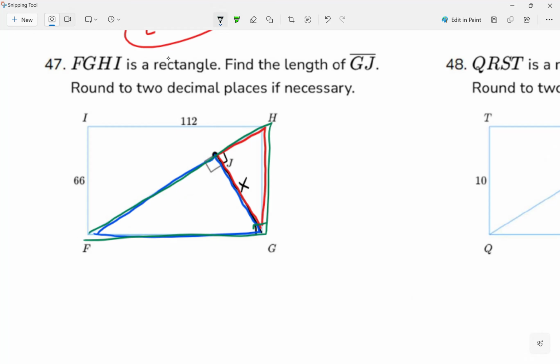And I know this side right here is 66, right? Because it's a rectangle. So if the side IF is 66, well, HG is 66 as well. I know this side right here is 112, right? If IH is 112, FG is 112 as well. Okay, so let's see, what do we have here?